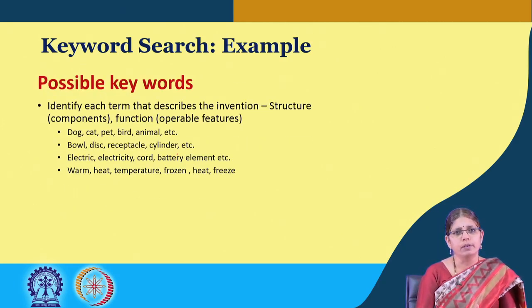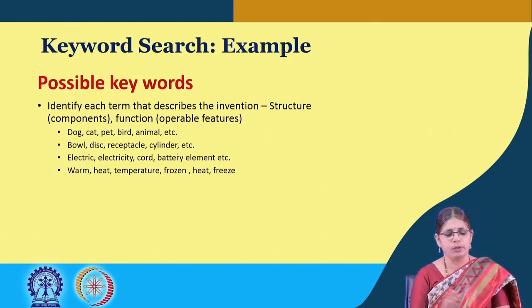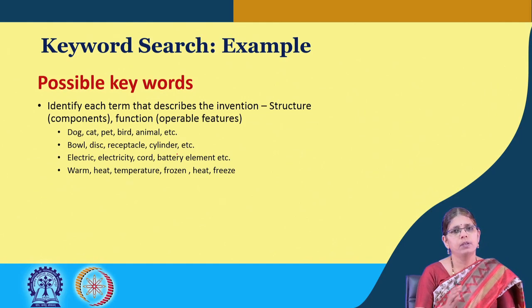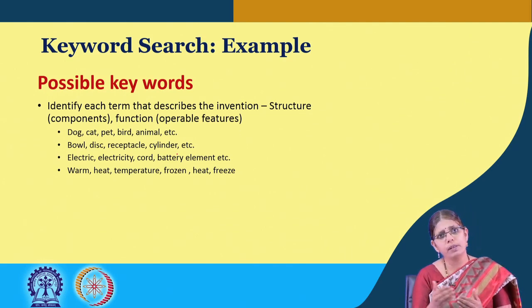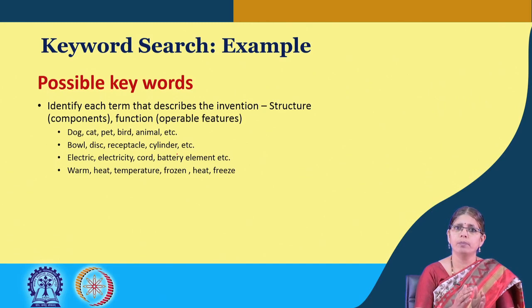So, as we had discussed earlier, assembling the keyword list is important. So, we are now breaking them into structural aspects, which are the components, and the functional aspects, which are the operable features of the invention. Now, when we talk about a pigeon, we are starting with, let us say, a broader term, animal. In that you can have birds, you can have pet, you can have any of the other animal names, just specific names. And then when it comes to bowl, the alternate terms could be disc, receptacle, cylinder. So, you can go very distant in the term, or you can look at a term which is very proximal to the notion of a bowl.